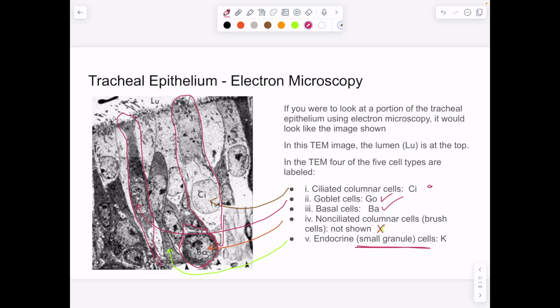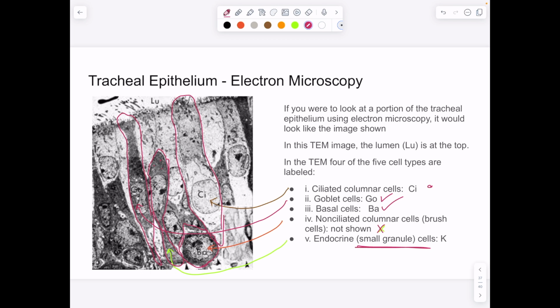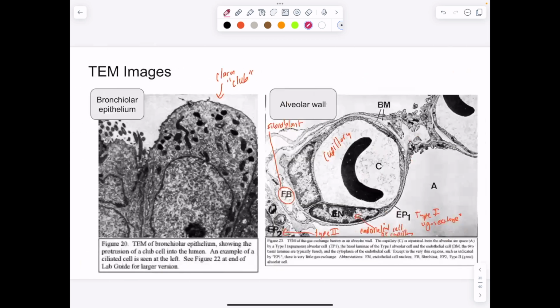And then we have our small granular cells, and there is one located here. Unfortunately, it doesn't seem like we can see our granules super well, so hopefully that's not a test question, but we can see that it is along the basement membrane, which is a good hint, and it's not short and fat like the basal cell. So if it's stuck to the basal membrane and doesn't go all the way to the top, it's probably a granule cell. Hopefully you can see some granules. If not, it's kind of mean.